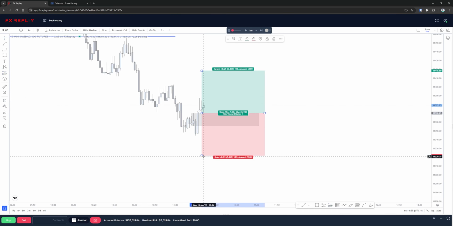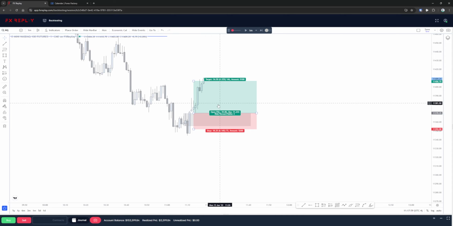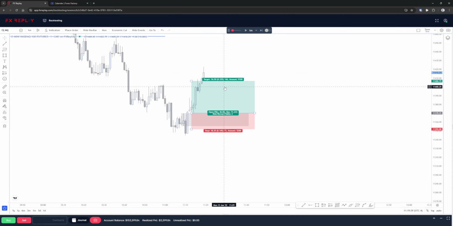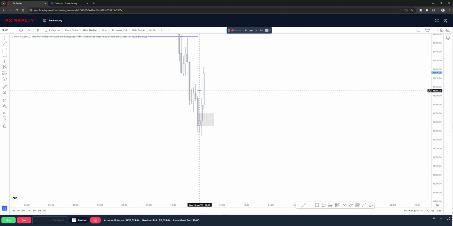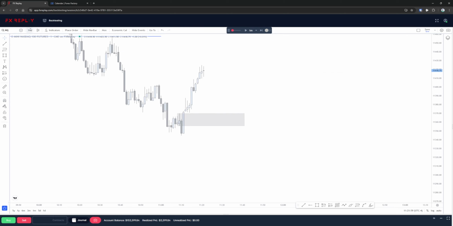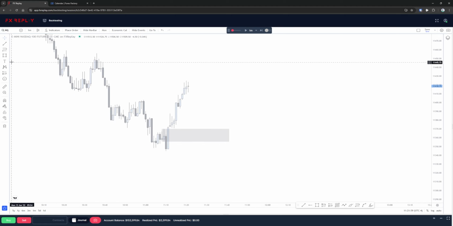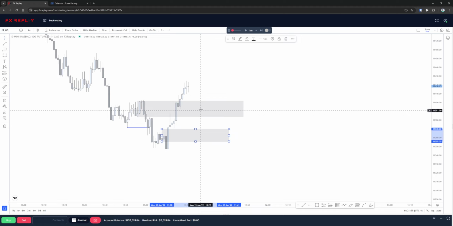Personally, I wouldn't take this. I want to see a 15-minute CSD. That doesn't give you an entry. Go to the 5-minute. We're starting to get that CSD here on the 5-minute. As I say, we're going into lunch. That's when you usually get the reversal. So if you didn't catch this move, potentially you could look at this move. I personally wouldn't use this.